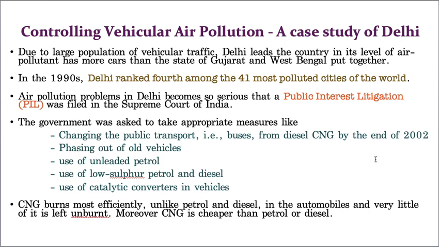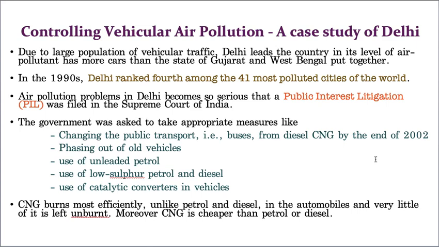Okay, hope you understood. Now let us take one of the most important topics, that is controlling vehicular air pollution. It is actually a case study of Delhi, especially around the 1990s. In the 1990s, Delhi ranked fourth among the 41 most polluted cities of the world. That means in the whole world there are 41 most polluted areas, and in that, Delhi occupied the fourth position. See how hazardous it became.